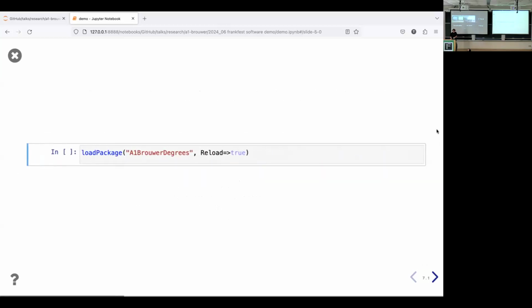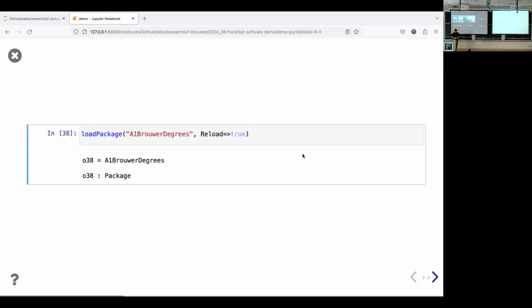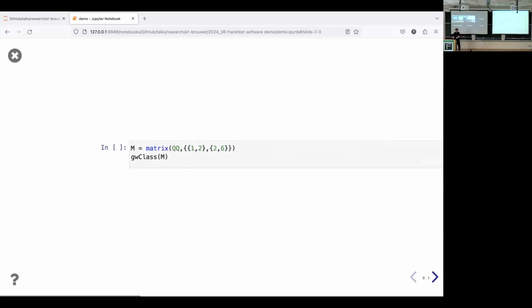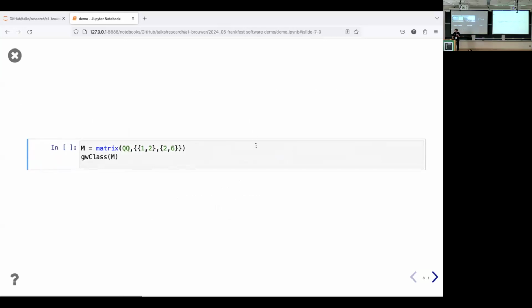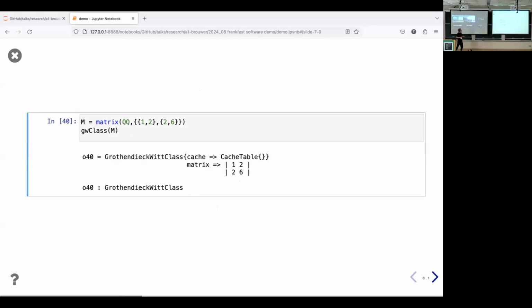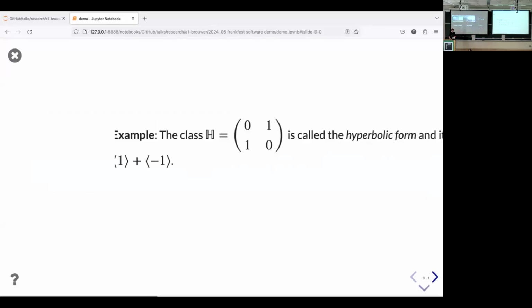OK, so we can load our package in, which is called A1 Brouwer degrees. And this is going to let us do computations that will be valued in the Grothendieck-Witt ring of certain fields. So if I have a matrix that's defined over something like the rationals, I can take that matrix and store it as a Grothendieck-Witt class type. It has in its cache a representing matrix that's a symmetric bilinear form, but we're allowed to check when two symmetric matrices are giving you the same form over a field. And so this is just a new type that we've invented. And we have all sorts of manipulations that you can do to do arithmetic inside of the Grothendieck-Witt ring, if that's something you're interested in doing.